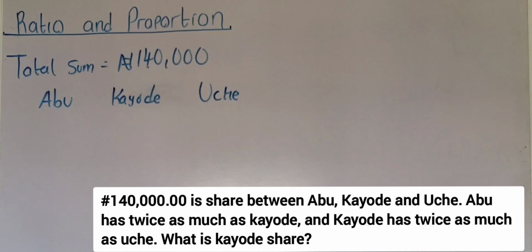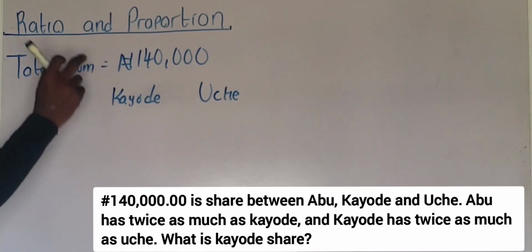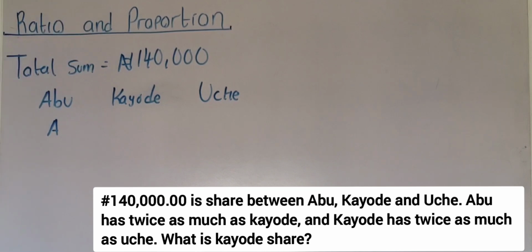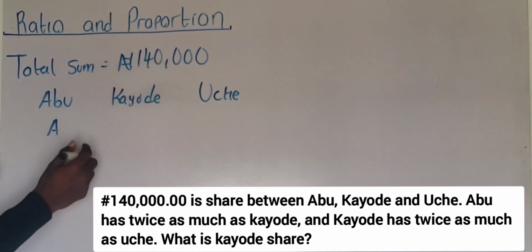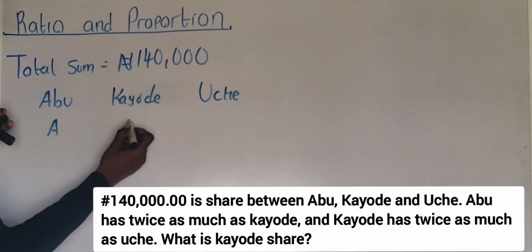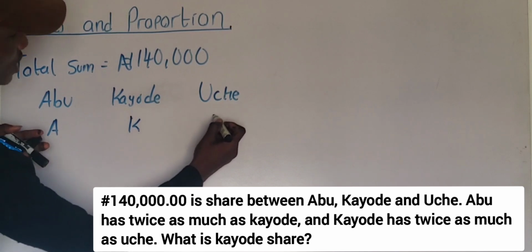Now, we are told in the question that Abu has, let Abu share. Okay, please pay attention, okay? I want to start the solution now. Let Abu share be A, okay? We don't know the amount of money that each of them received, but we are told that the total sum of money that was shared between them is this. Do you understand? It's 140,000 naira. So let Abu receive A, let Kayode share be K, and let Uche share be U.